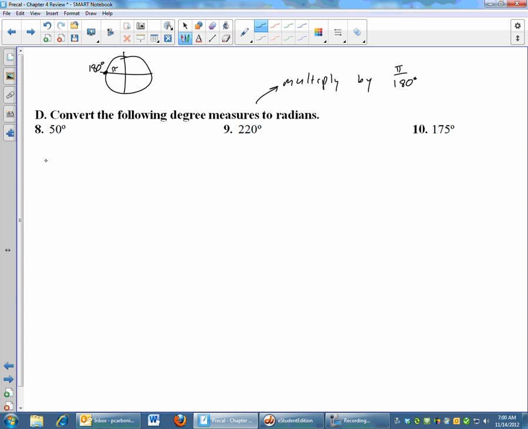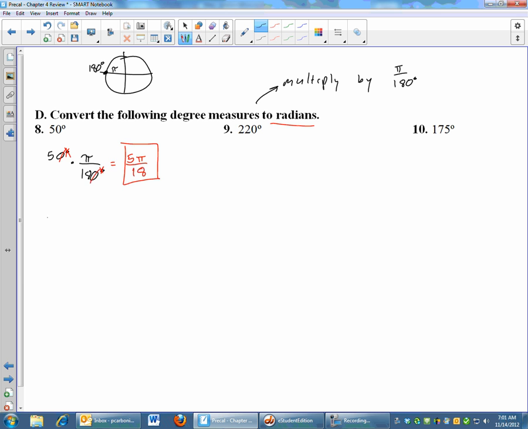So for number 8, if I'm going to convert 50 degrees into radians, I'll simply multiply by pi over 180 degrees. And whatever you want to be left with, like I want to be left with radians, so radians goes in the numerator of what I multiply by. So here the degrees cancel, and 50 and 180, you can cancel those zeros, and that leaves you with 5 pi over 18, and that would be your answer, 5 pi over 18 radians.